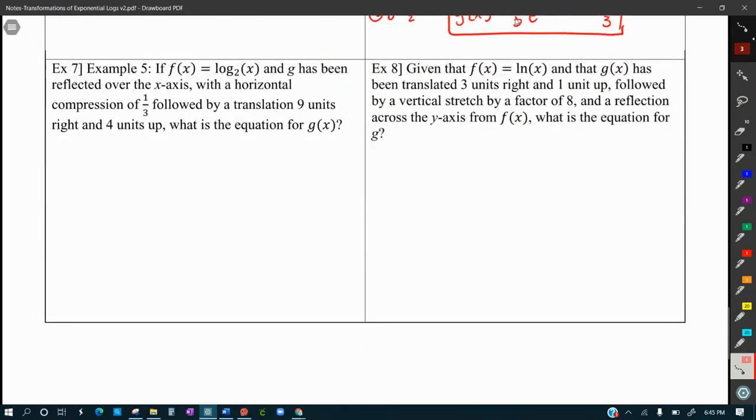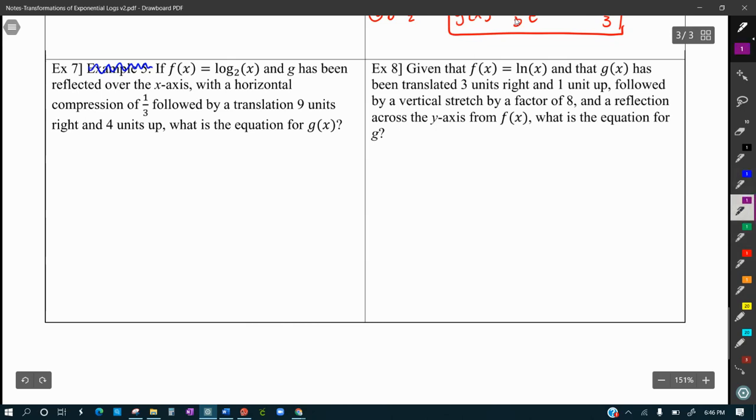Example 7. Let me cross this off here. It's example 7, not example 5. If f of x equals log base 2 of x and g has been reflected over the x-axis with a horizontal compression of 1/3 followed by a translation 9 units right and 4 units up, what is the equation for g of x? So let's see.